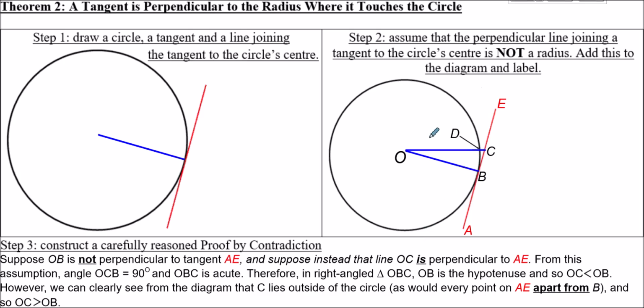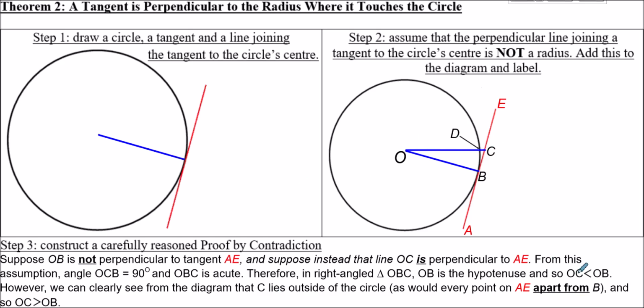However, just look at this diagram and think about it. We can clearly see from this diagram that C lies outside of the circle, as would every other point for that matter along AE, apart from B, which is on the circle. So in other words, OC has to be larger than OB. OB is a radius, as is OD, but we have to go this extra bit longer from D to C to get to the tangent, so OC is obviously going to be longer than OB.